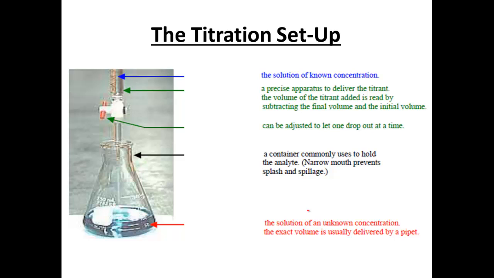When you do a titration, the setup looks like this. We start off with a solution of known concentration. That's the solution inside the burette, so the titrant, we know its concentration. I'll call that M1. Then we are using a burette, which is the precise apparatus to deliver the titrant.